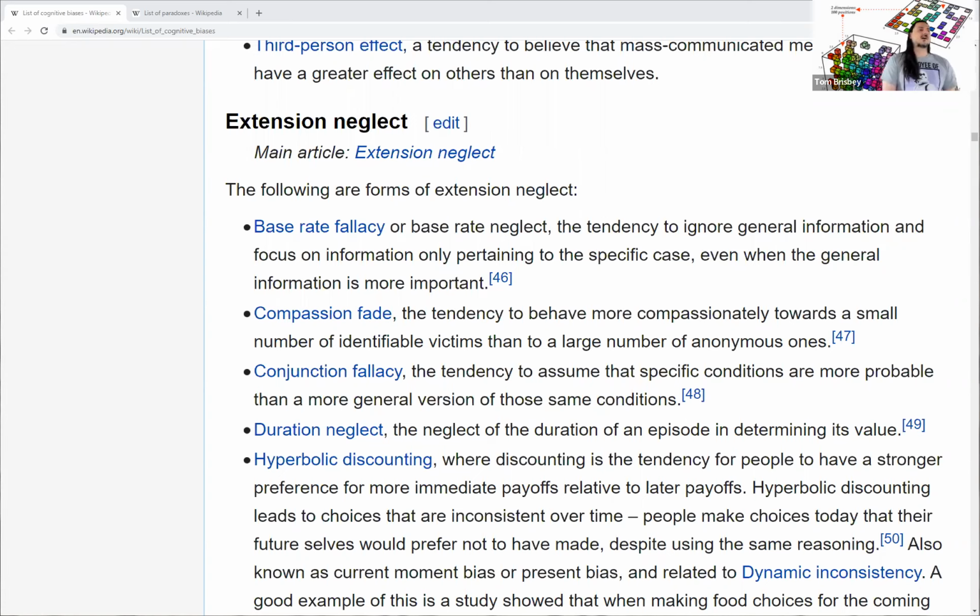Compassion fade: the tendency to behave more compassionately towards a small number of individual identifiable victims than to a large number of anonymous ones. Yeah, that's why they don't do stories on the news about a lot of people dying. Beyond a certain point, you'll see there's a cutoff. The number of names that they can list on a screen and have you read in 10 seconds, that's the cutoff for how big those groups of people that they'll report on the news with a very heavy heart, with a very thoughts and prayers sort of approach, with an exaggeration on the humanity.